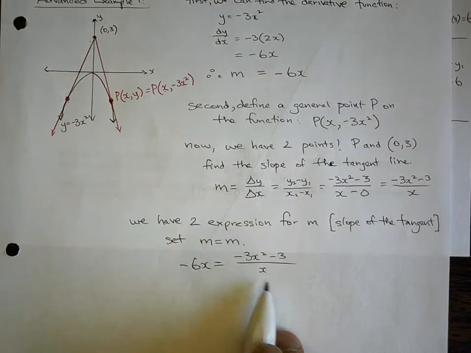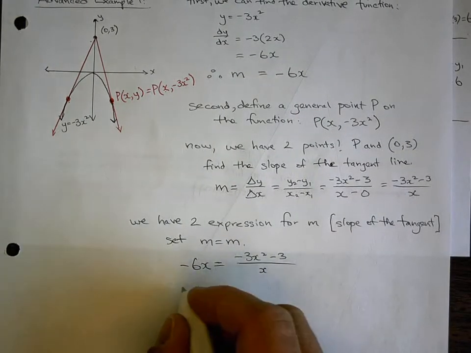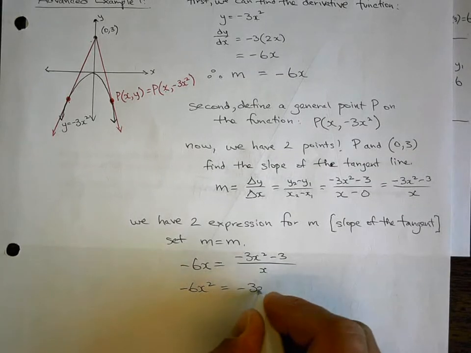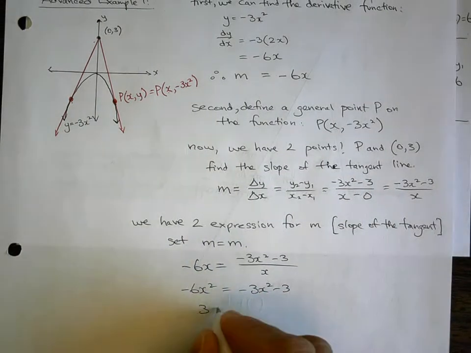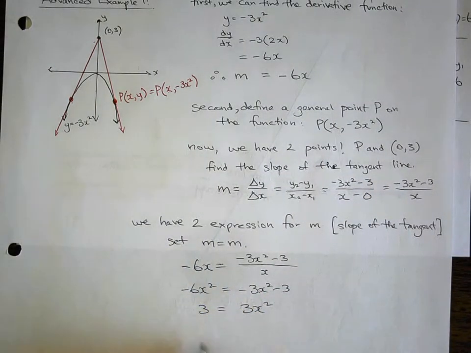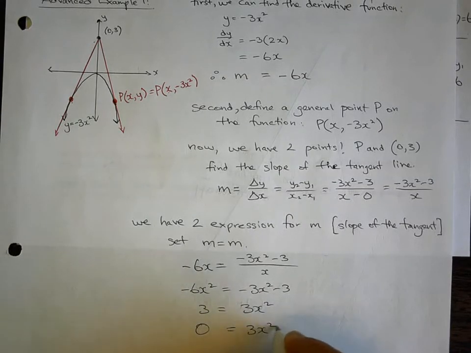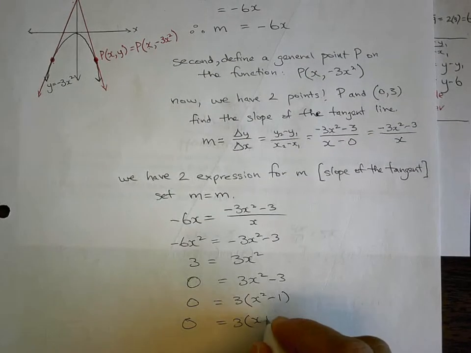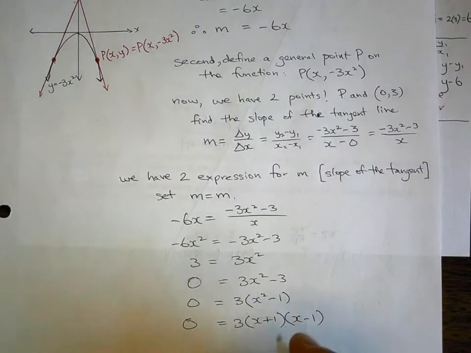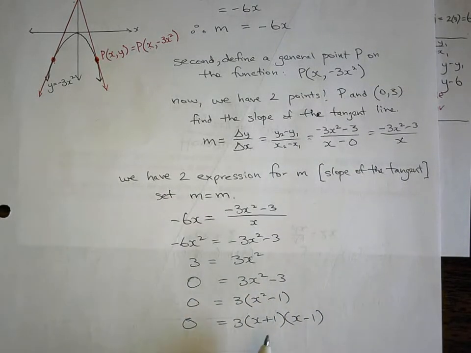First of all, I'm going to cross multiply. So negative 6x squared is equal to negative 3x squared minus 3. Let's collect all of my like terms. So I'm going to bring this to the other side. So I have 3 is equal to 3x squared, I believe. Yeah. And then I divide both sides by 3. Actually, it's a quadratic, so technically I should solve it by factoring. Remember I showed this a while ago. So I have 2 solutions, x equals 1 and x equals negative 1.